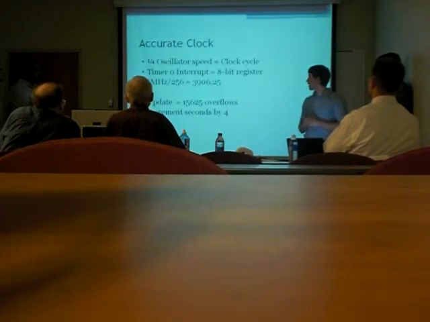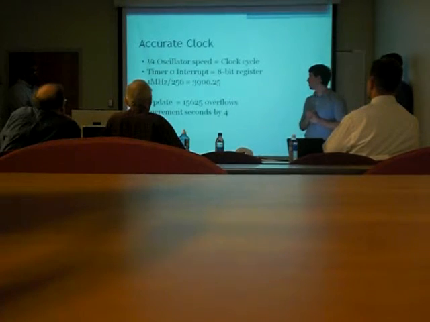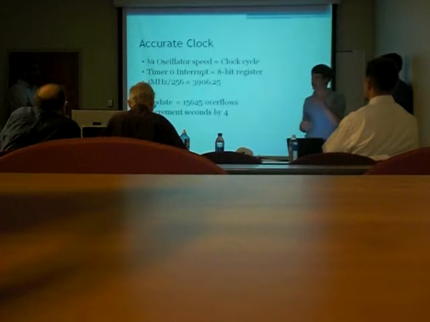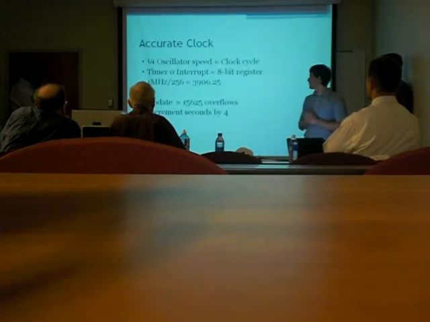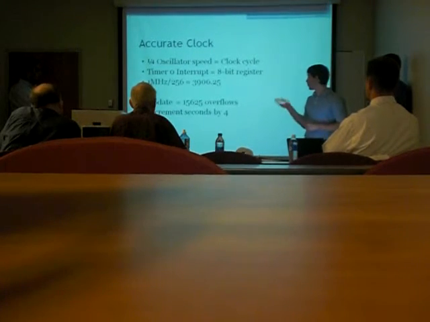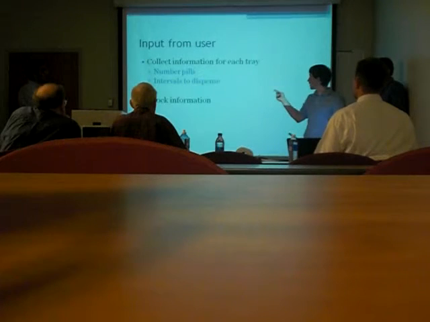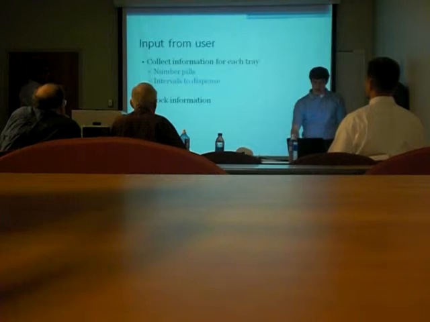To do the accurate clock, I discovered that the clock cycle is actually a quarter of the oscillator speed, and we use a Timer 0 interrupt, which works by overflowing the 8-bit register that fills every clock cycle. So a quarter of our 4 megahertz is 1 megahertz, divided by 256 is 3,906.25. I multiplied that by 4 to get a whole number, which is 15,625, and so we use that to increment the seconds by 4. Input from the user consisted of selecting the number of pills and the intervals to dispense, and also the clock information, which includes the current day.